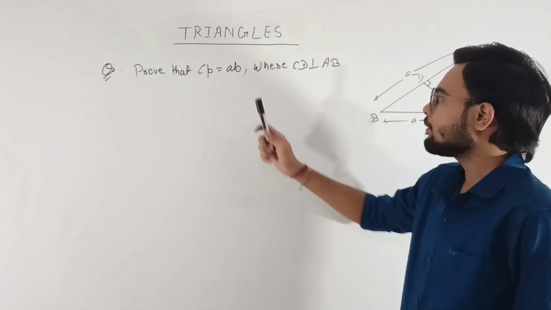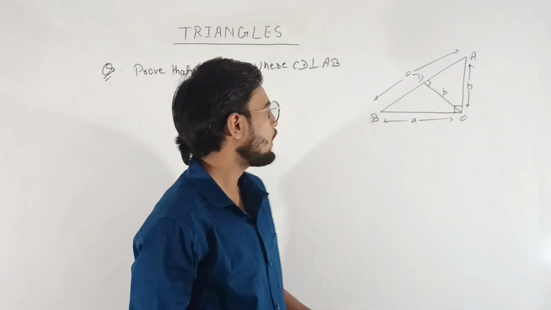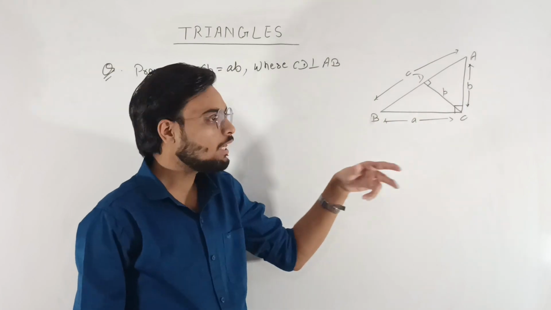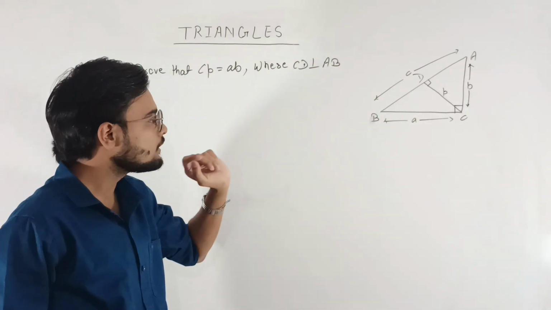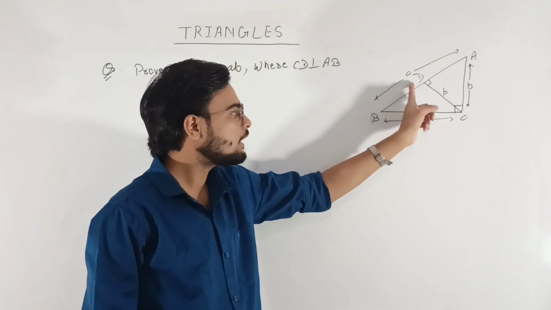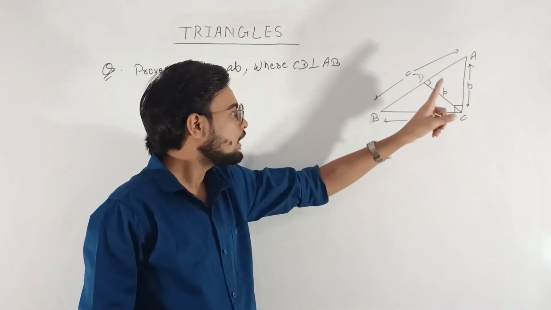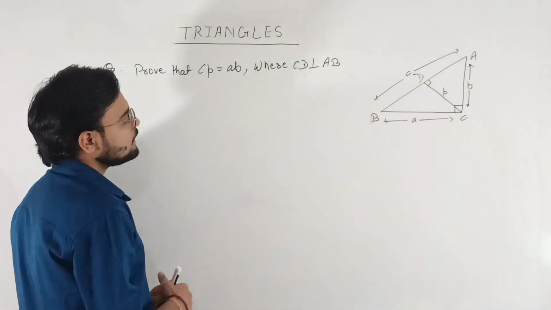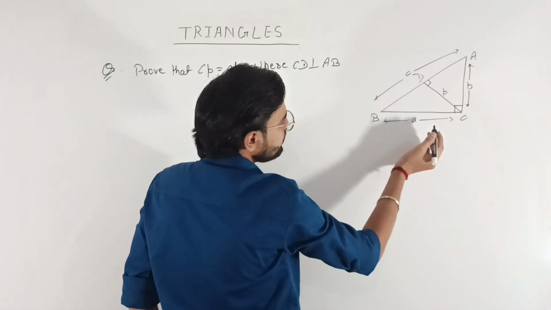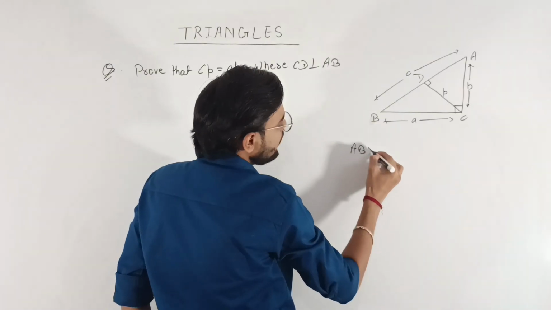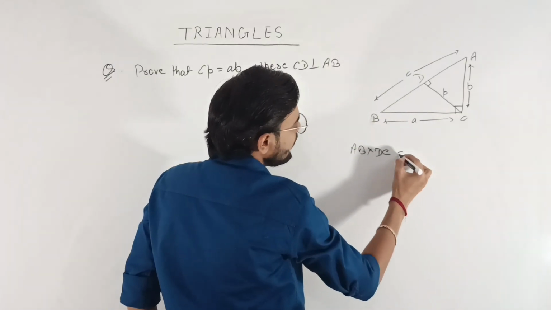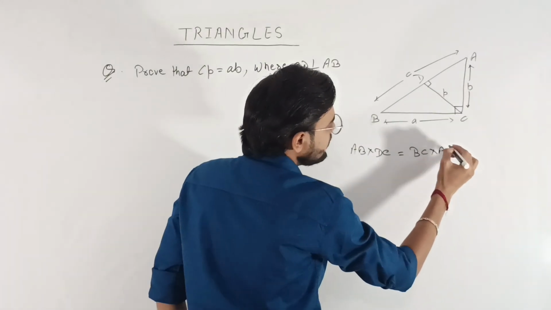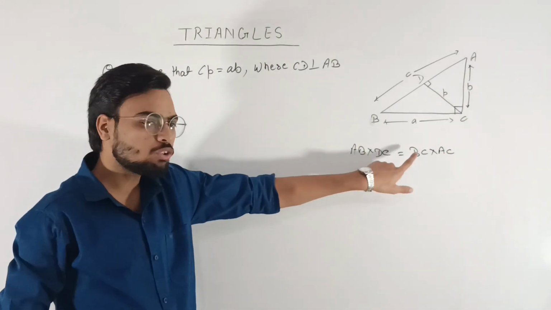Question is what? Prove that CP is equal to AB where CD is perpendicular to AB. We have one triangle ACB. In this triangle, CD is perpendicular on AB, and we have to prove that CP is equal to AB. CP, this side AB, and P is CD side, and A is BC side, and B is AB side. So what we have to prove? Prove AB into DC is equal to BC into AC.